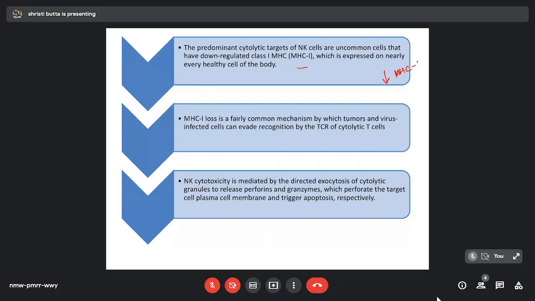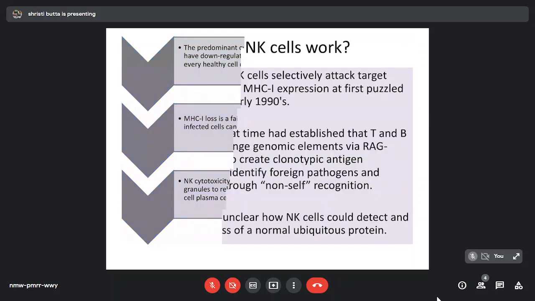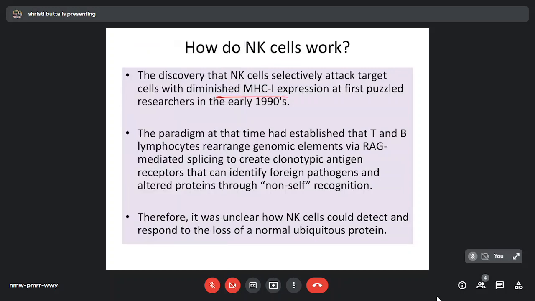So it is particularly very important that cells which are deficient in MHC class 1 are the targets of NK cells. On the other hand, cells which have MHC class 1 are the targets for CD8 plus T cells, right? Or the cytotoxic T cells. So how do NK cells work? The discovery that NK cells selectively attack cells that have a diminished expression of MHC class 1 at first puzzled researchers in the early 1990s.